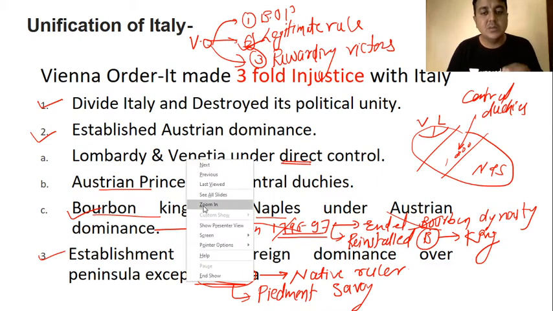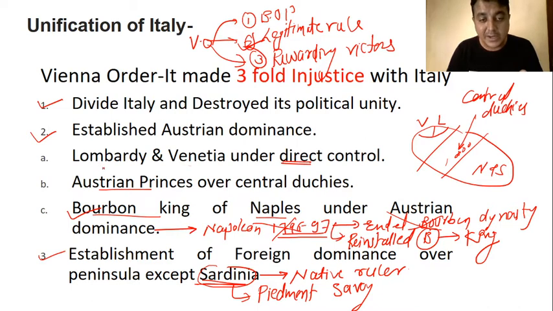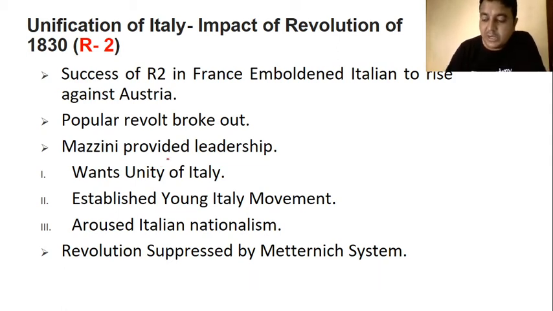So threefold injustice. Basically, one is direct control of Austria over Lombardy and Venetia. Second, Austrian dominance all over the Italian peninsula. How? As we mentioned: Lombardy and Venetia under direct control. Second, Austrian princes over central duchies. And third, Bourbon kings were under the influence of Austria because Austria reinstalled them. Clear? Here we mentioned the first important thing, divide Italy and destroy its political unity, that is Vienna Order. And the third, that over the Italian peninsula, foreign dominance was established. Clear, everyone? Good.